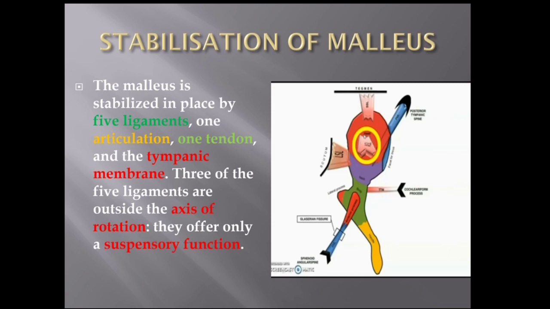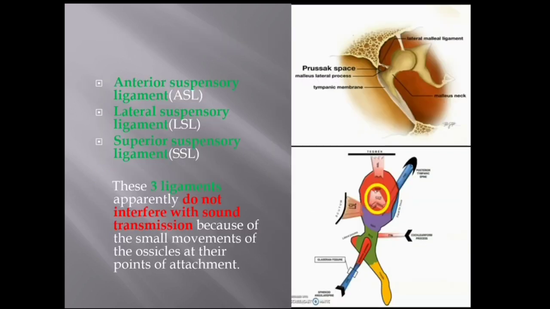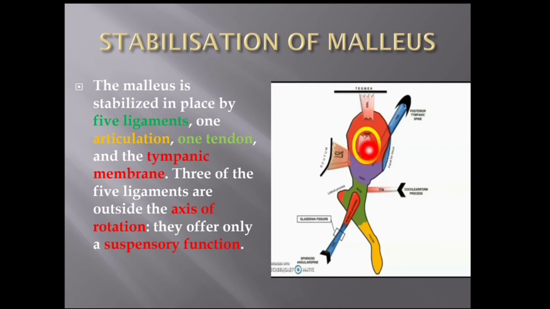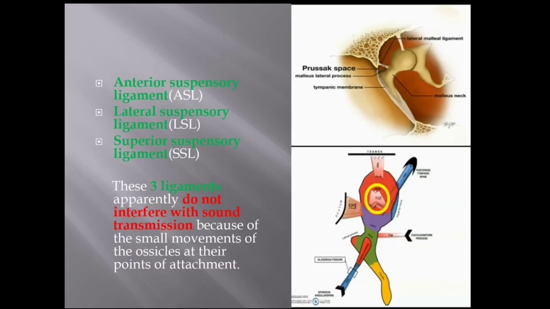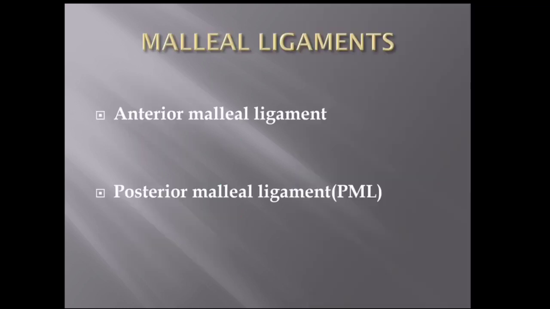Ligaments of the malleus. The malleus is stabilized in place by 5 ligaments, 1 articulation, 1 tendon, and the tympanic membrane. 3 of the 5 ligaments are outside the axis of rotation. They offer only a suspensory function. These ligaments are the lateral suspensory ligament, superior suspensory ligament, and anterior suspensory ligament. We can see in this diagram the lateral suspensory, superior suspensory, and anterior suspensory ligament. These 3 ligaments apparently do not interfere with sound transmission because of the small movements of the ossicle at their point of attachment.